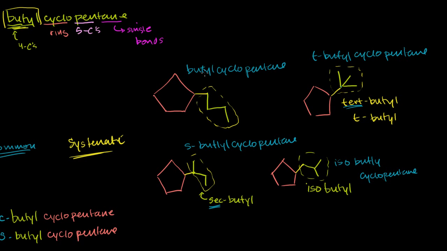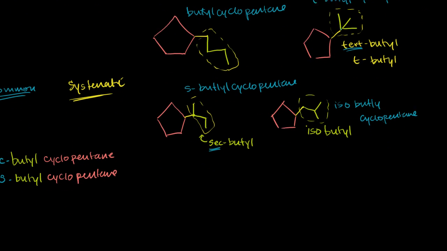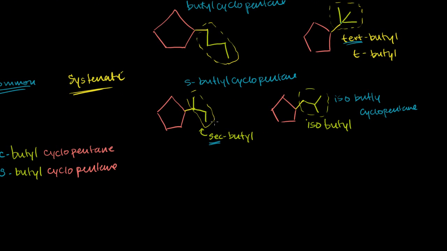This is still butyl cyclopentane, which makes sense. This is very clearly a cyclopentane. This is very clearly a butyl group. But for the systematic naming, what we try to do is name this group right here just as we would name a traditional chain, but we end it with an "-yl".